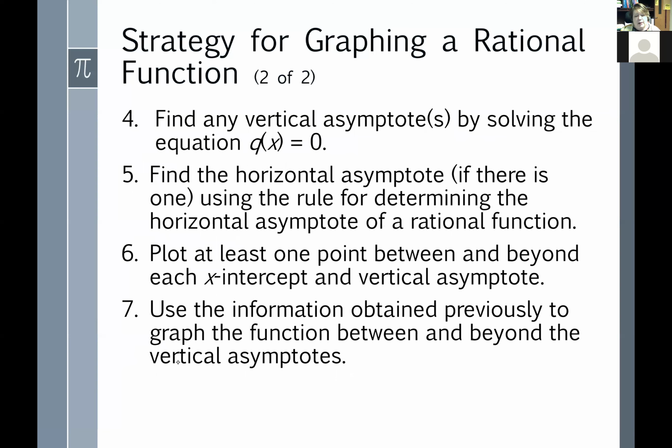And then you find the vertical asymptotes by reducing the function to its simplest form. So cancel any common factors if you have them, and then set the denominator equal to 0. Find the horizontal asymptote using the rules that we gave you. Then plot at least one point and graph the function.